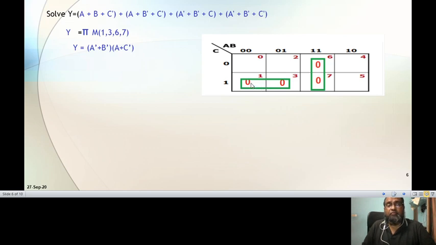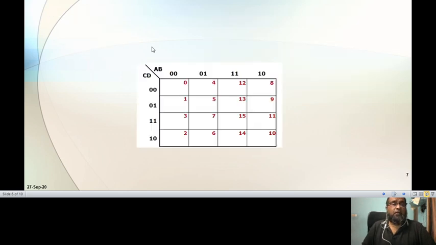And another thing you have to listen to carefully is that the term a corresponds to 0 and a bar corresponds to 1 in the case of max terms. We have already mentioned this in the previous slides also. Okay. Then there is a 4 variable Karnaugh map.